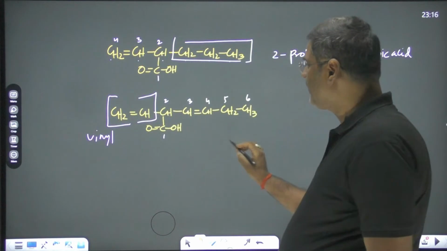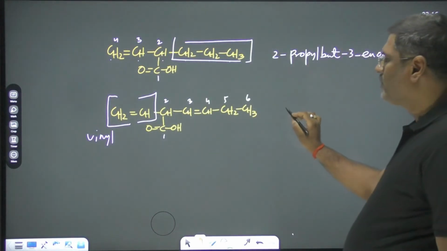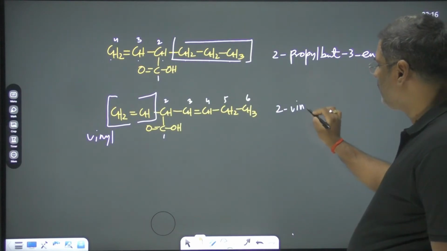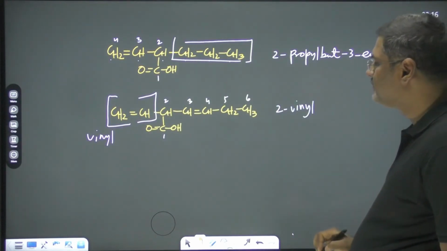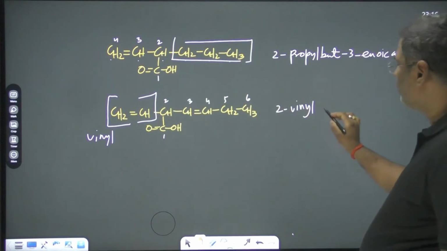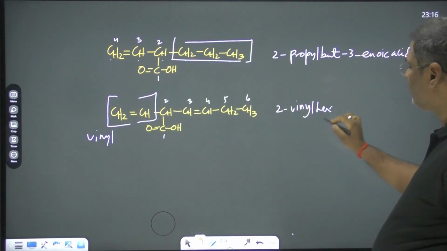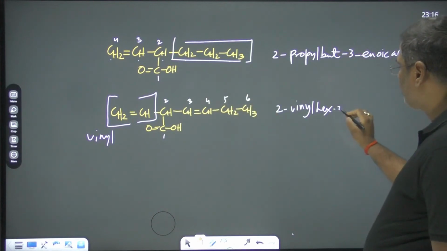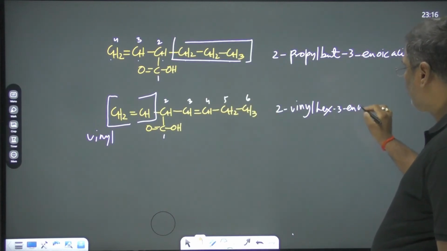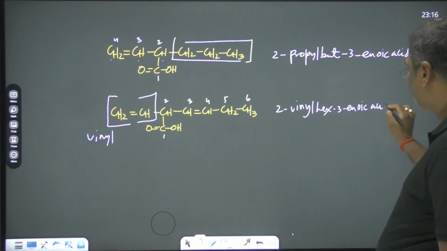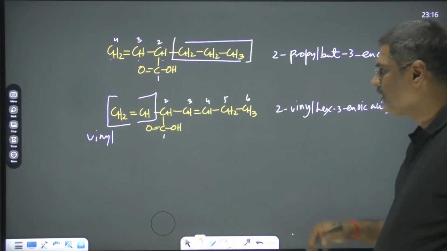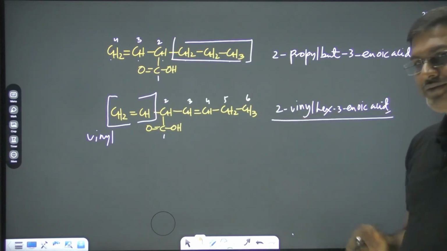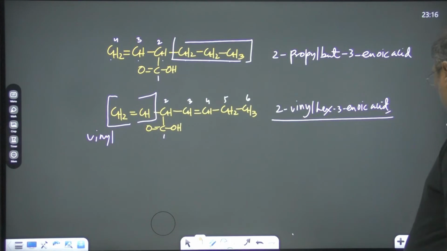So we'll say here 2-vinyl. 6 carbon atoms are there, hex in the parent chain. Where is the double bond? Third place, 3-enoic acid. 2-vinylhex-3-enoic acid. I hope you got this point.